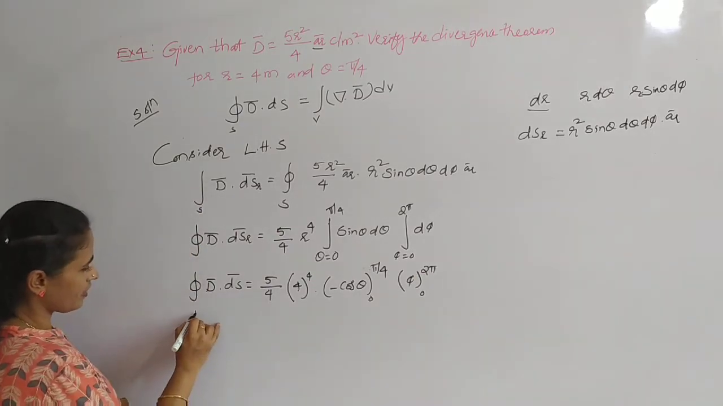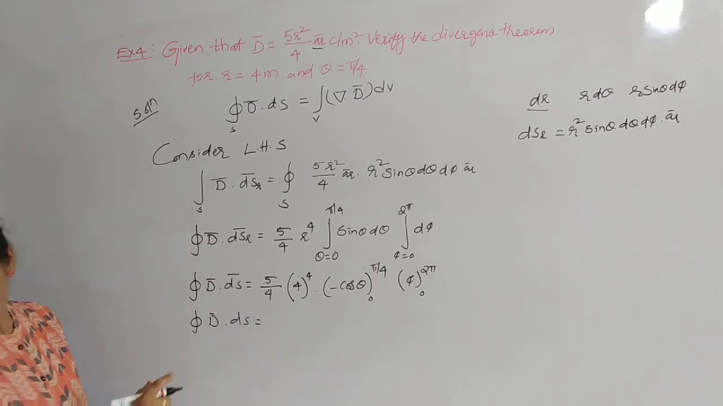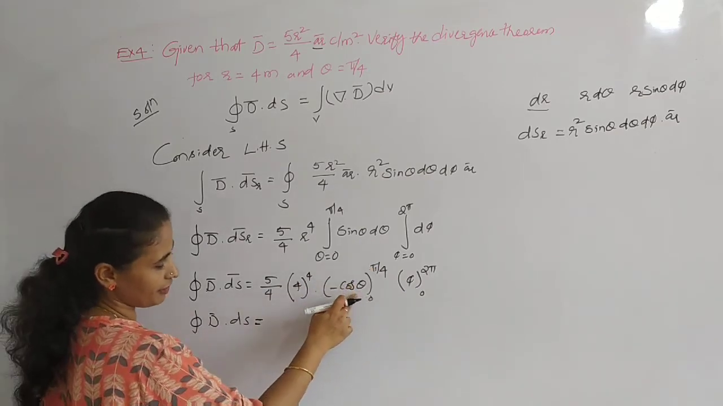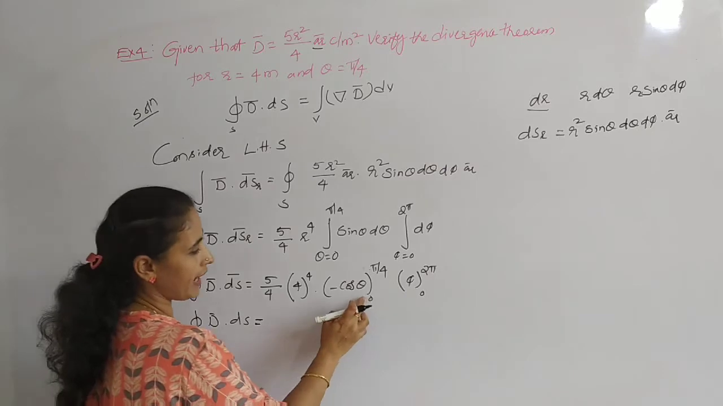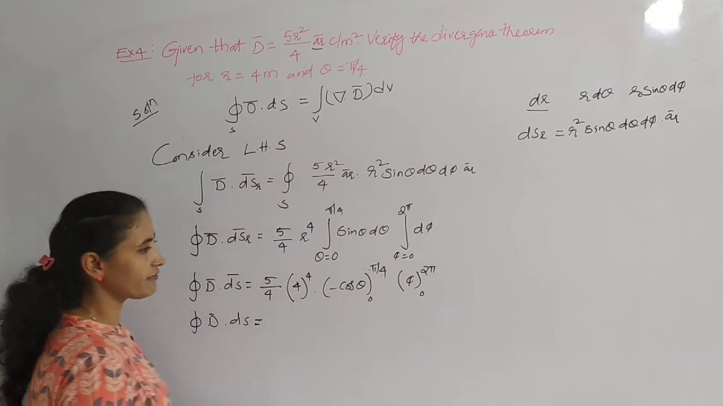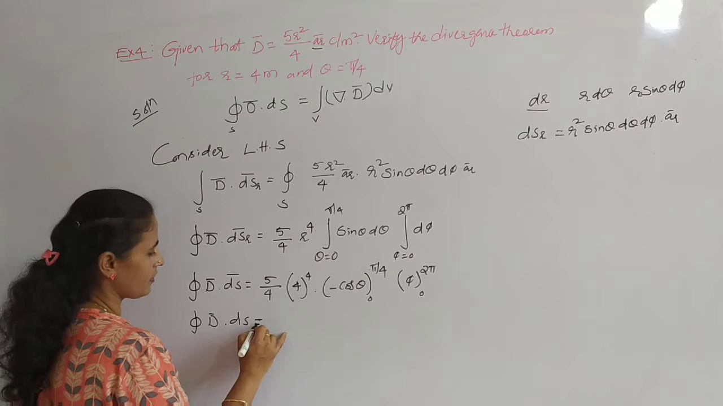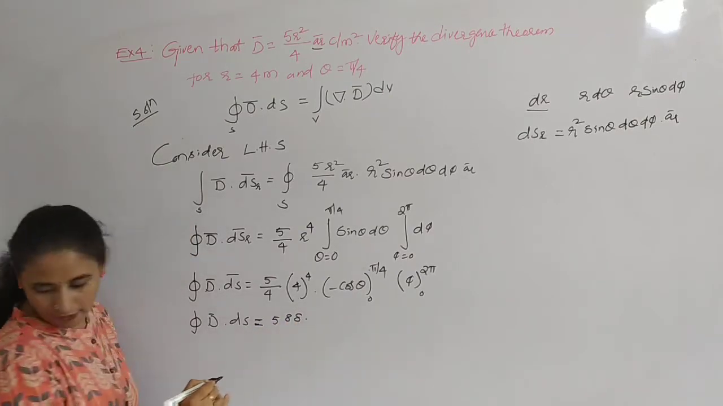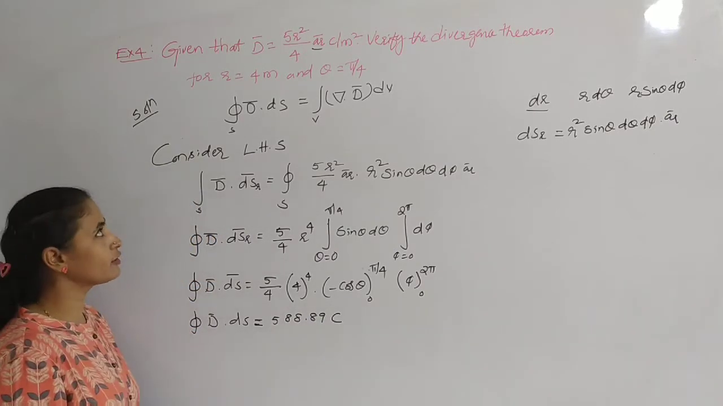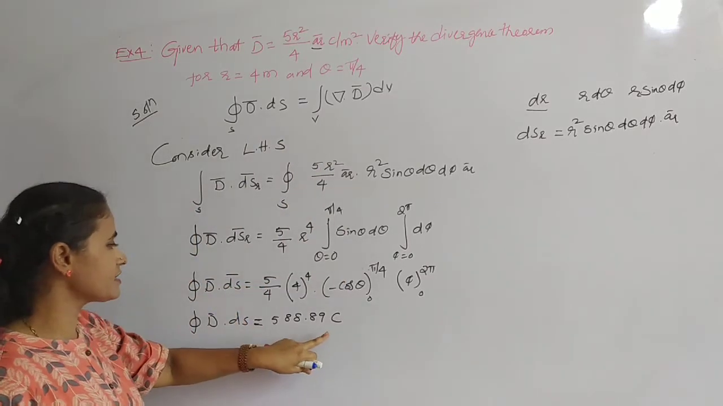So the LHS of the divergence theorem, after simplifying all this and substituting the cos pi by 4 here, this is 1 by root 2, minus cos 0 which is 1. So 1 minus of 1 by root 2 minus 1, and 2 pi you have substituted, and you will be getting the final answer as 588.89 coulombs. Right, because the flux passing through the closed surface is equal to the charge enclosed, so it is coulombs.